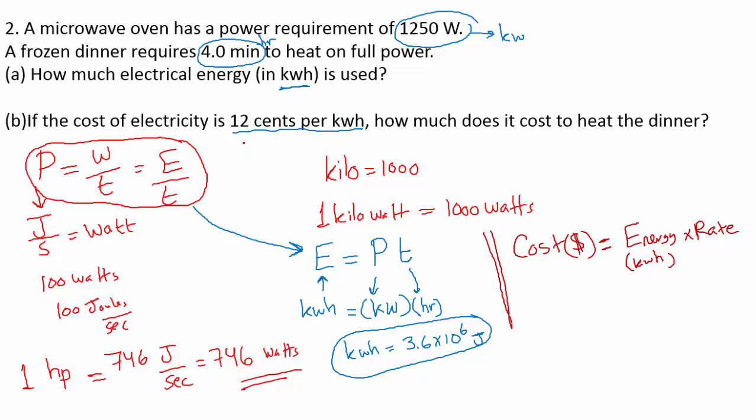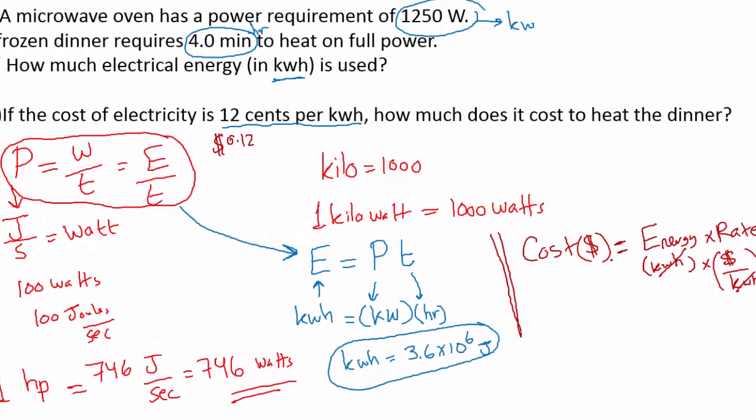To convert 12 cents to dollars, this is basically $0.12. So you have to multiply by the rate in units of dollar per kilowatt hour. So you can see here when you multiply the energy in kilowatt hour by the rate in dollar per kilowatt hour, the kilowatt hour will cancel out, and you'll get the answer in units of money.